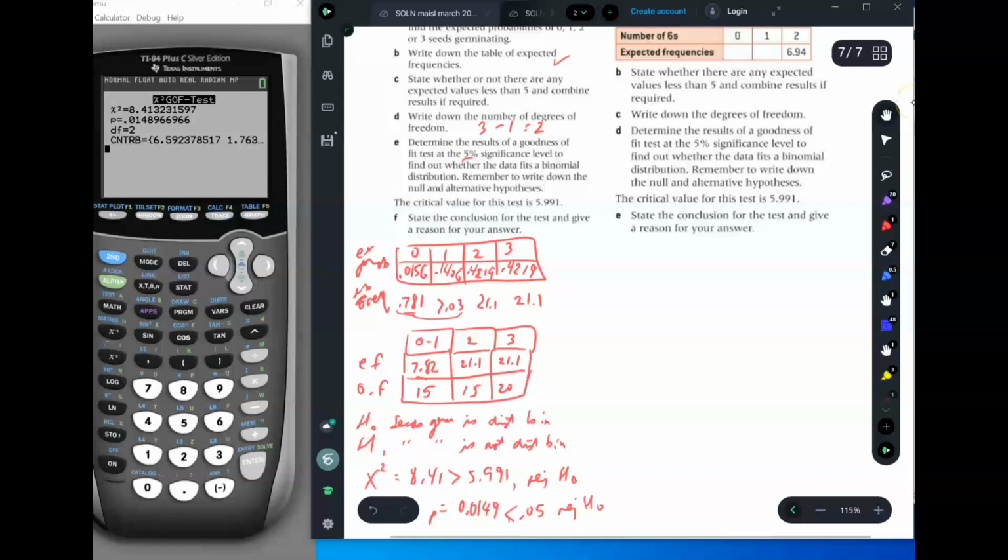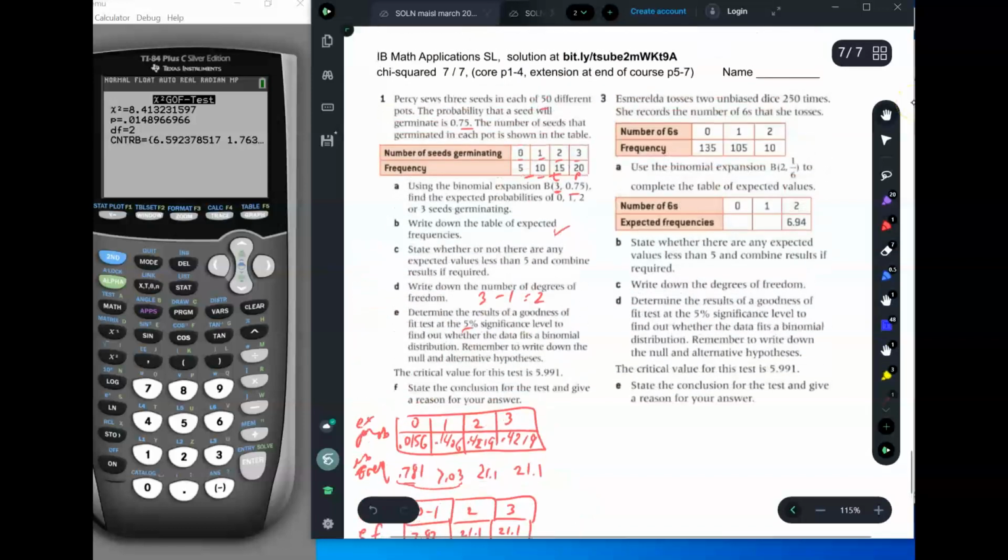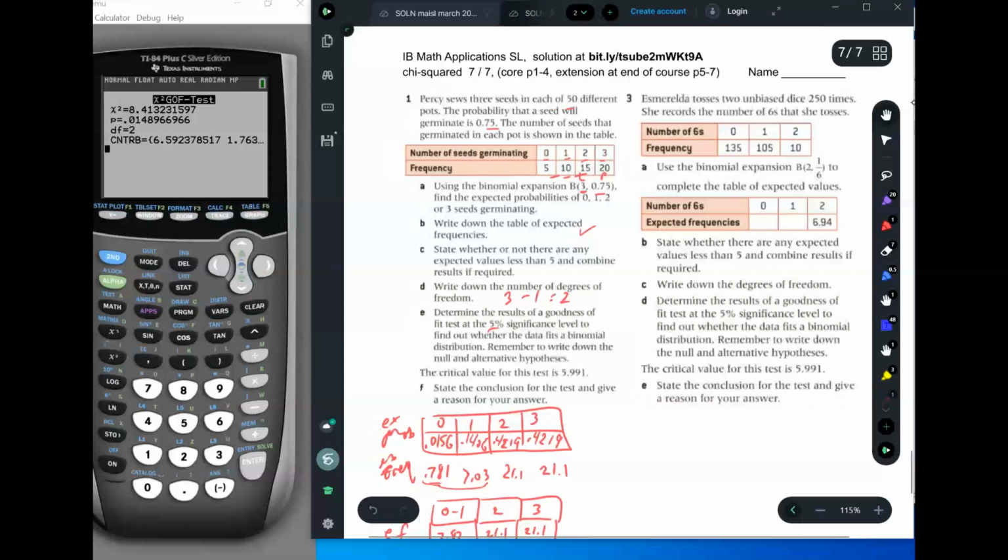Let's go to the last problem, which is number 3. Esmeralda tosses 2 unbiased dice 250 times. I can already tell this is going to be a binomial distribution because dice are a classic example for binomial distribution. She records the number of 6s that she tosses. If she tosses 2 dice, the most number of 6s she can have in one turn is 2. So that's why you end up with 0, 1, 2 here. She does it 250 times. You can see that 135 plus 105 plus 10 add up to 250, so the total frequency is 250.